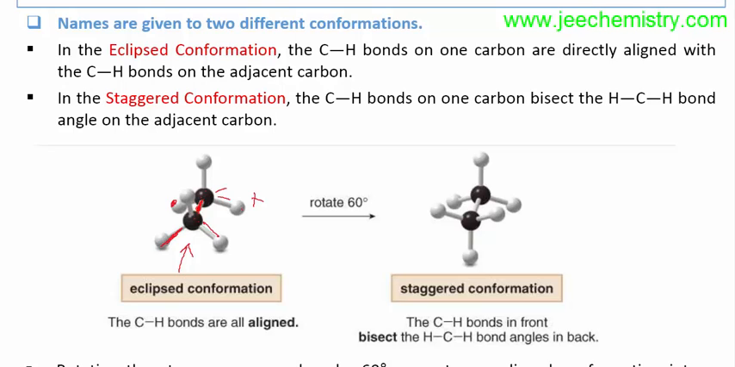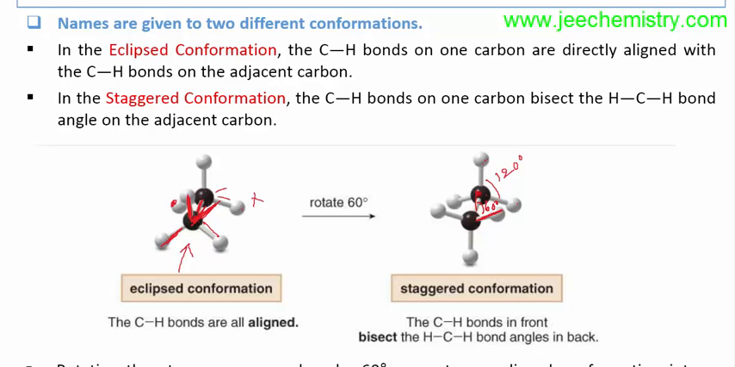If you rotate by some 60 degrees, then this carbon-hydrogen bond on the upper side will rotate slightly. After the rotation, it will bisect the angle between the back carbon-hydrogen bonds. This angle is 120 degrees on the backward side. Previously this was in front, and after a 60 degree rotation they come to this position. This will bisect. There is a 60 degree rotation, but the hydrogen bond angle on the backward carbon is 120 degrees.